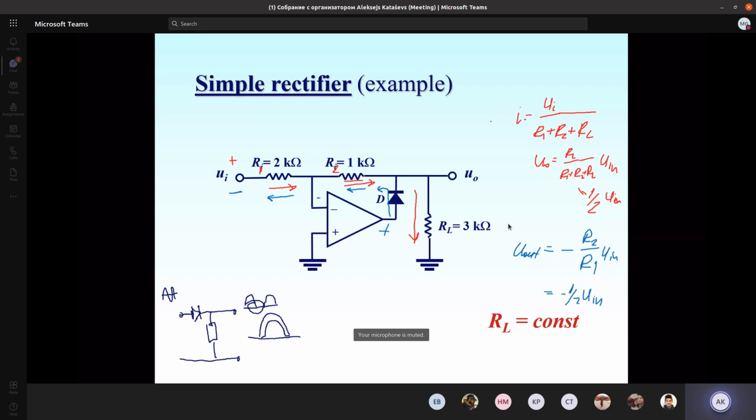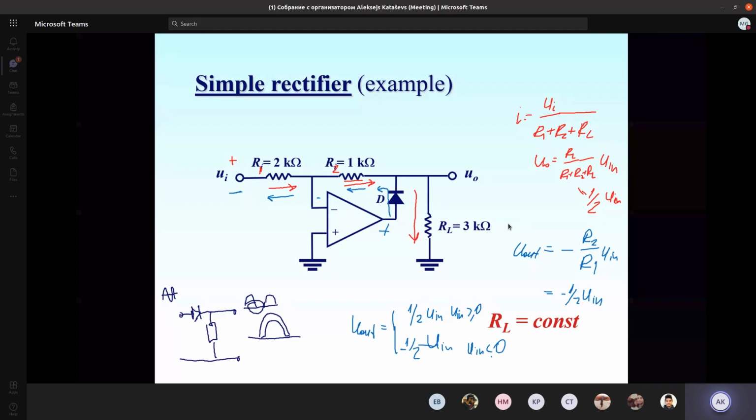So what do we see? We see that U out is equal to 1/2 of U in if U in is positive, and minus 1/2 of U in if U in is negative. So it's actually the definition of the absolute value function. So the output will always be positive.